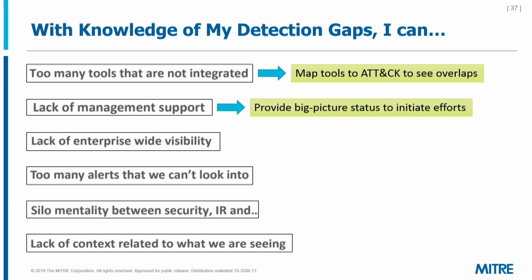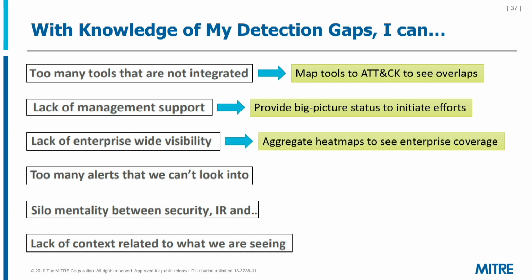With problems facing management support, ATT&CK can be great where you do an assessment and you come up with, hey, here's what my coverage looks like. You can show that to management and keep them in line with what's going on. If you don't have enterprise visibility, aggregating heat maps can help. I think not having enterprise visibility might be a different thing, but aggregating heat maps can help you understand where your current gaps lie and also what parts you don't have visibility into.